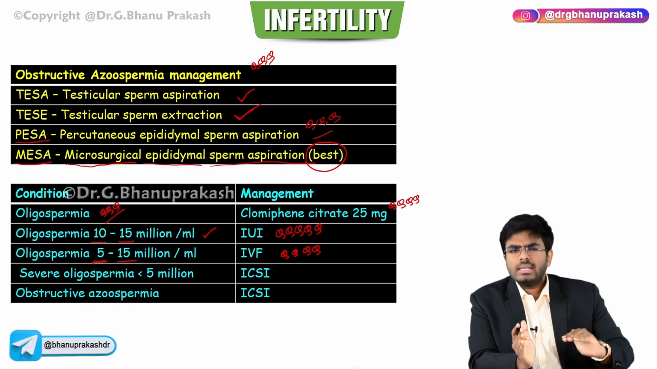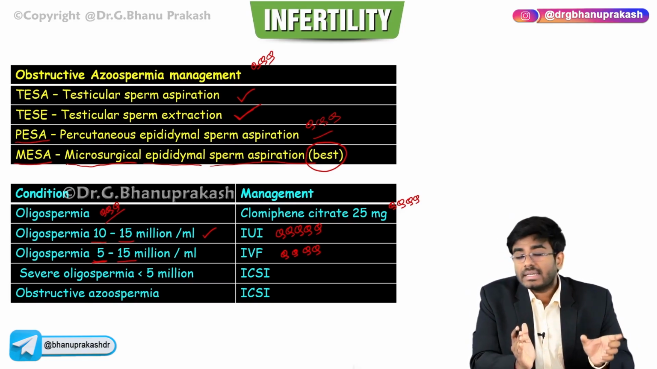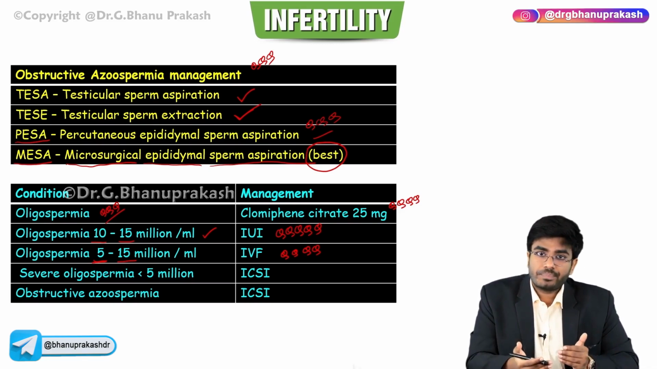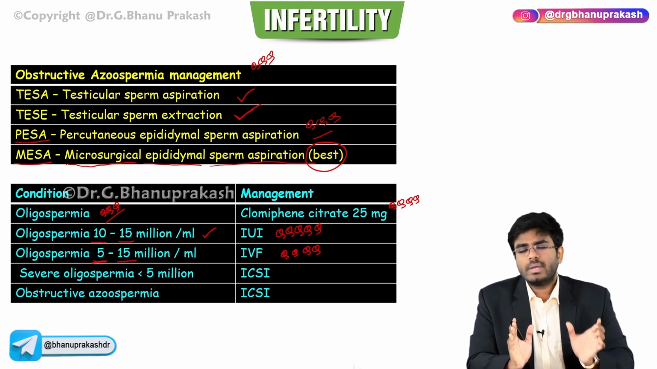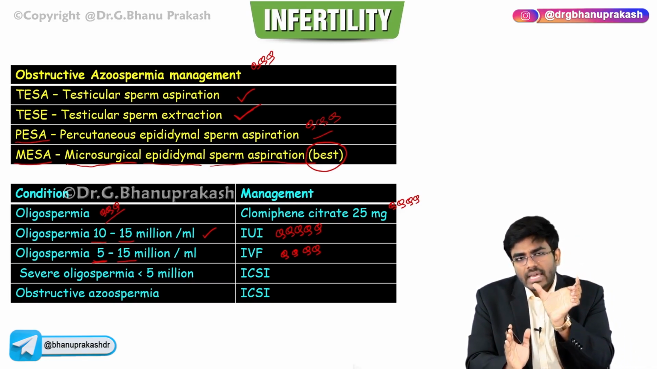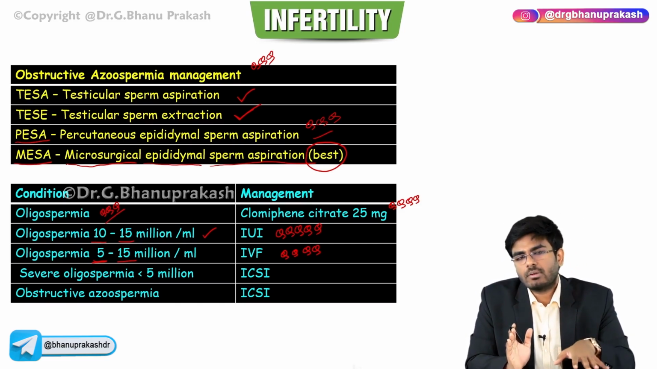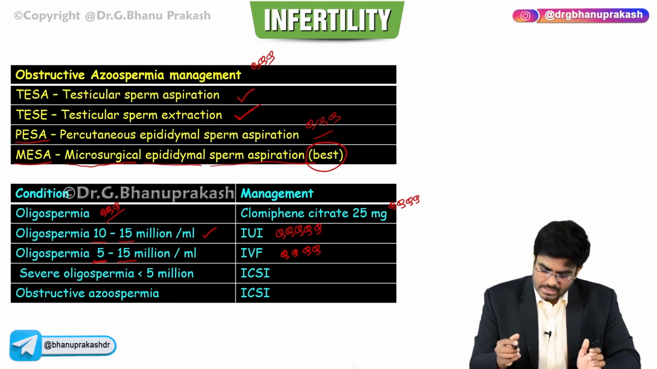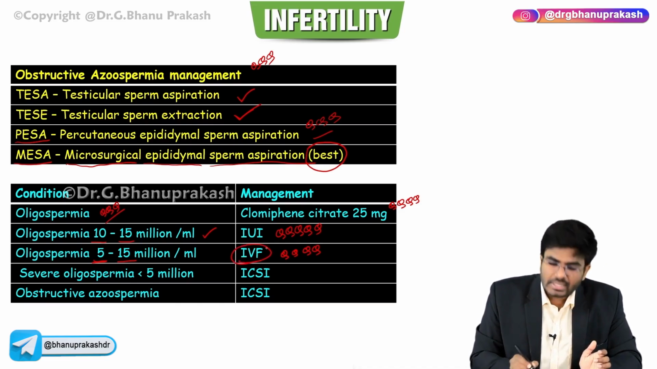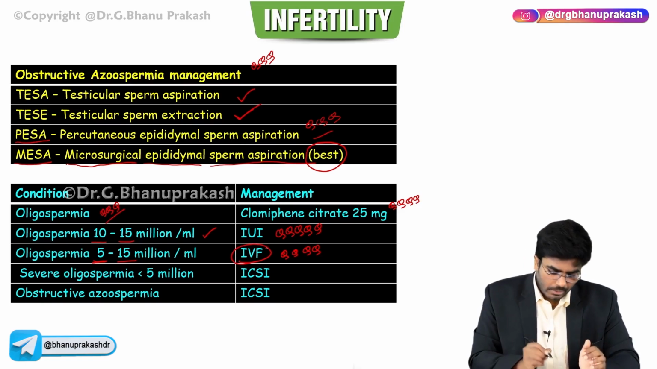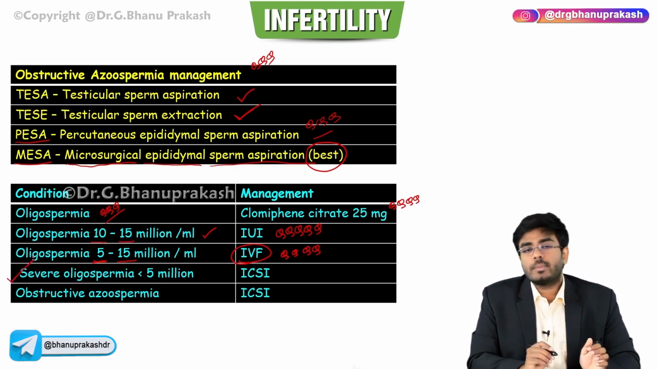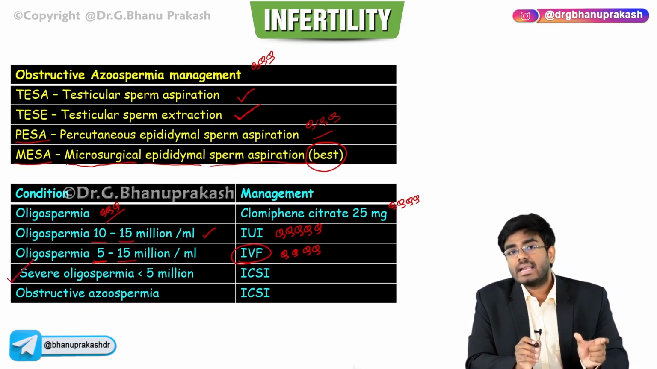But still the sperm quantity is less. Not exactly severe oligospermia, the sperm count is more than 5 million but less than 15 million. For example, 6 million, 7 million, 8 million. Now in these cases, you can try in vitro fertilization. Okay. Now, if there is severe oligospermia, which means, as I have already said, less than 5 million.